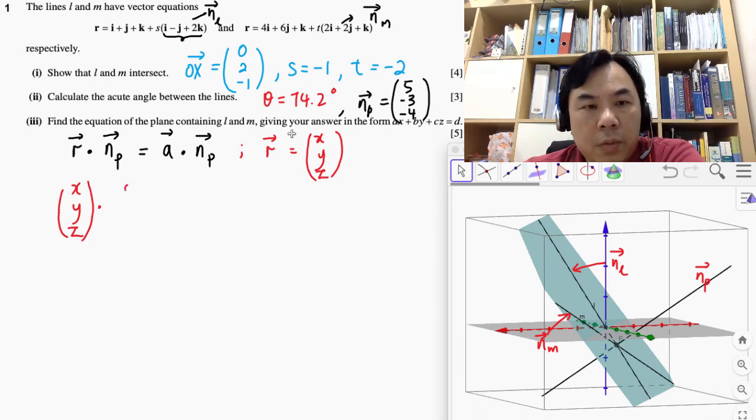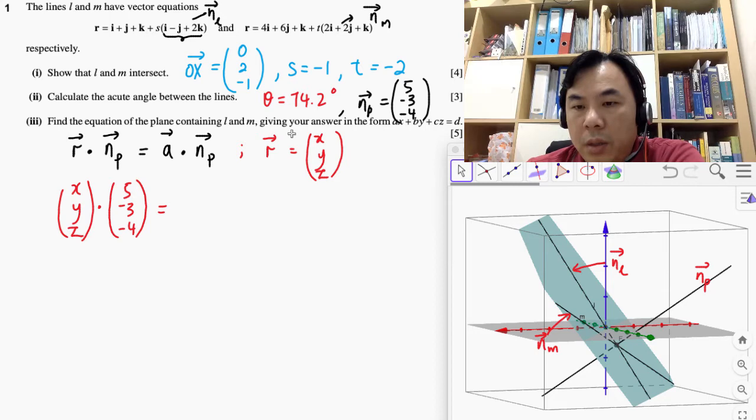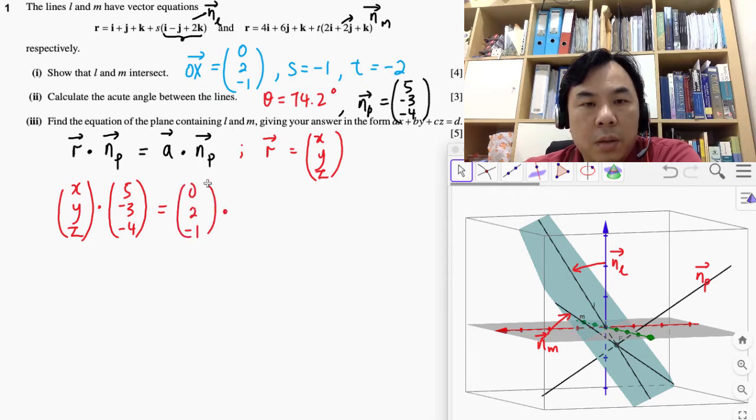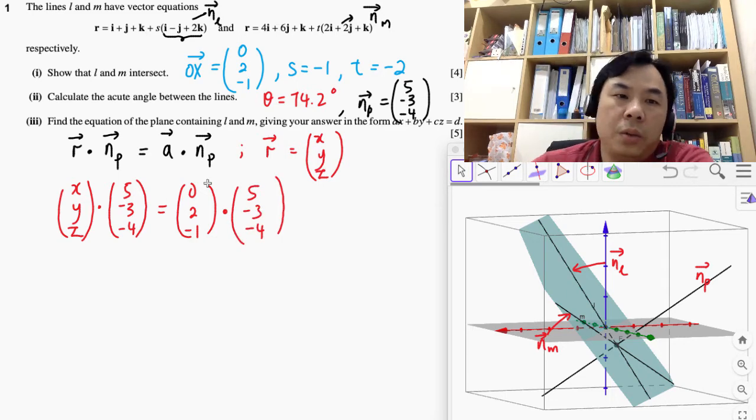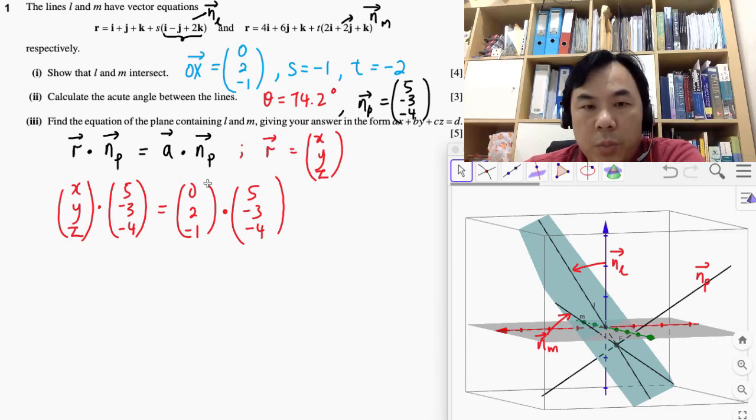Our normal is (5, -3, -4) here, and then any point on the plane. We have already discovered the point of intersection between the two lines. It's given by this, and then (5, -3, -4) here. Now all we need to do is complete this operation. This is a scalar product.